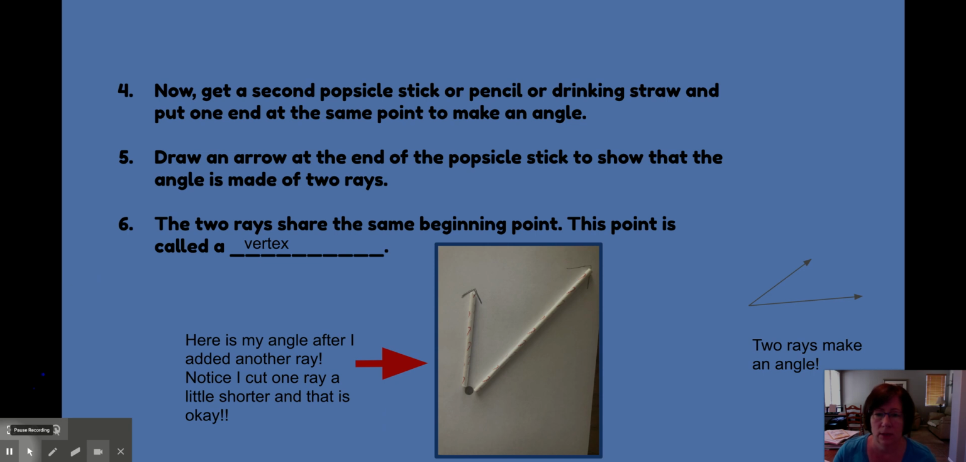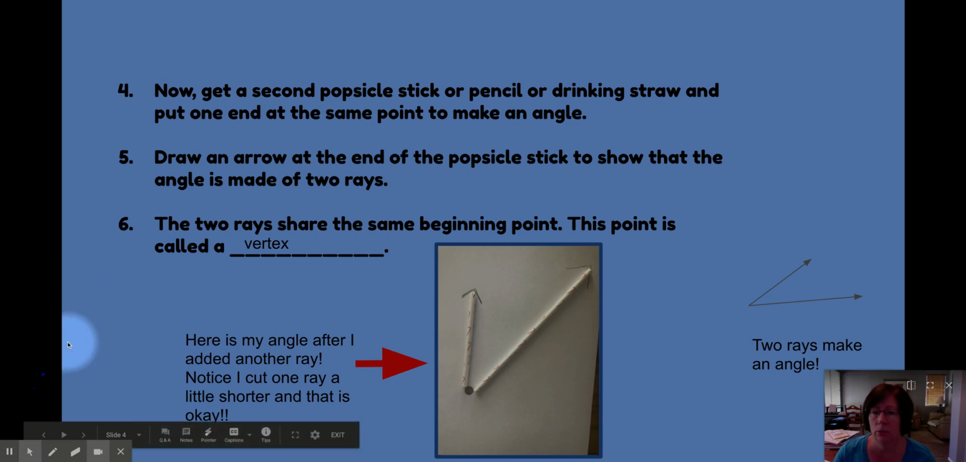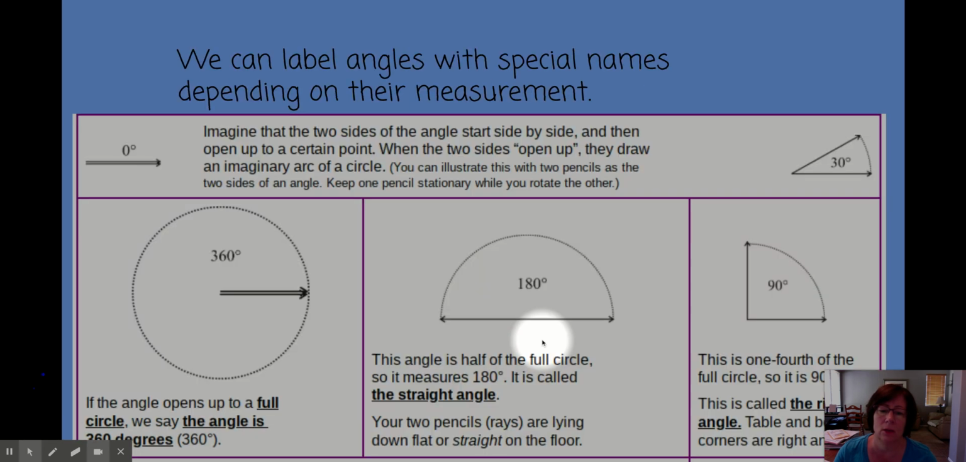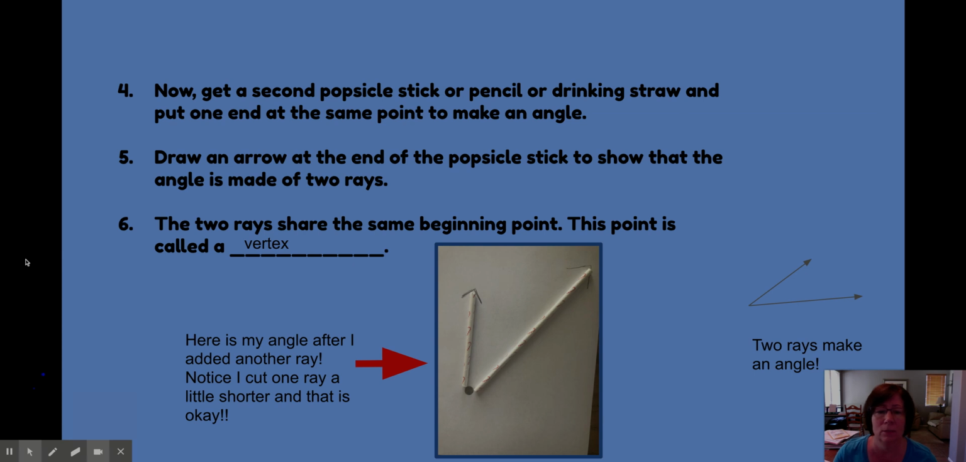Now, using your second item, a pencil or a straw or a stick, put the end of that at the point that you already had started with, and then you're going to draw an arrow at the end. And what you have just created now is an angle. So you have one ray here and one ray here, and you have just made an angle.